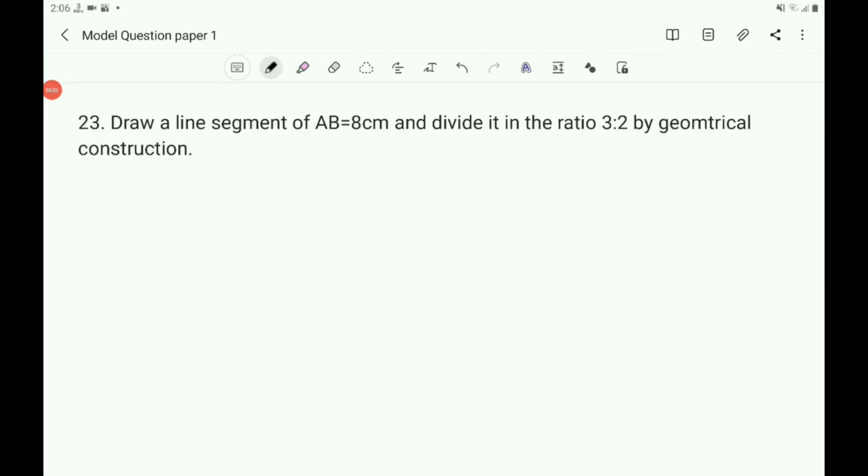Now let us come to the question number 23. That is the 23rd question. Draw a line segment AB equals 8 centimeter and divide it in the ratio 3:2 by geometrical construction. Here what you have to do? We have to draw the line AB of 8 centimeter. Then we have to divide it in the ratio 3:2. And here the sum of the ratio is 3 plus 2 equals 5. Now let us observe the construction made by a student.